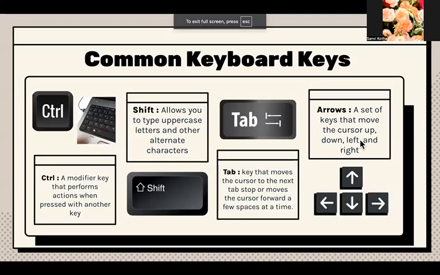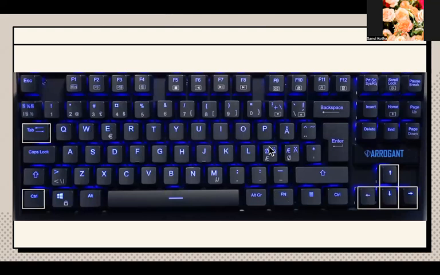The arrow keys. The arrow keys are a set of keys that move the cursor up, down, left, or right. Let's say I want to scroll up and down through a website. I can use the arrow keys. I can also use them to navigate through any homepage in general. This is what it's going to look like on your keyboard. Take a second to find all these keys. Great.